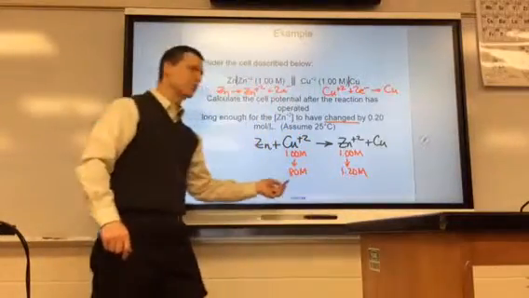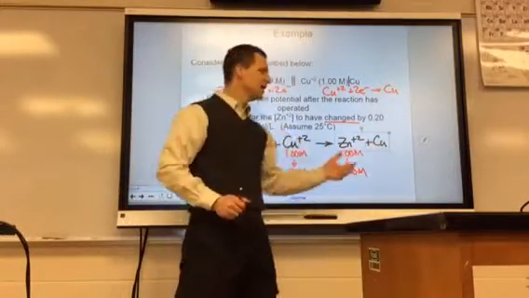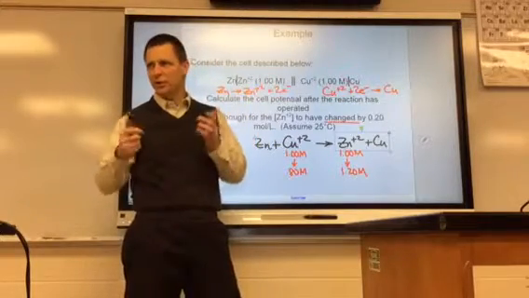This is going to provide us with the Q value. I don't care about zinc because it's a solid. I don't care about copper because it's a solid. Only the aqueous things and gases matter for Q or K, right?